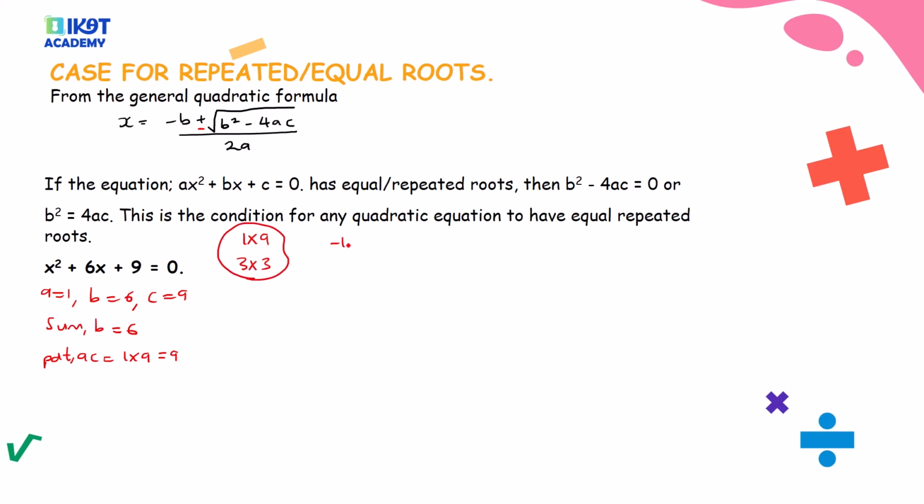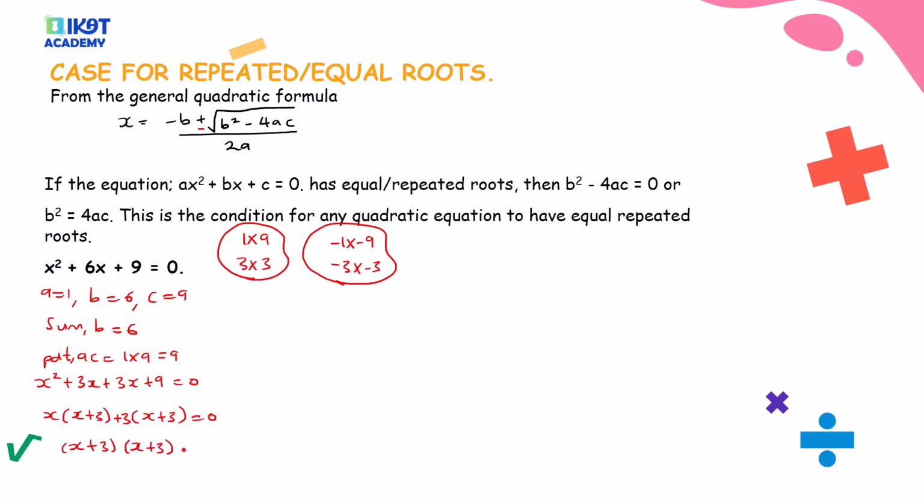So you get this, then we also get for the negatives. So the number that when you multiply gives you 9, but when you add gives you 6 is 3. So we have x squared plus 6x plus 9 is equal to 0. So this is x into x plus 3, and this is x plus 3 here, there is 3 is equal to 0. So we have x plus 3 into x plus 3, this is equal to 0.